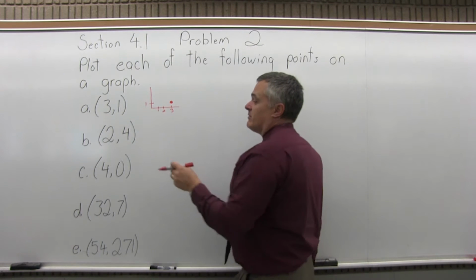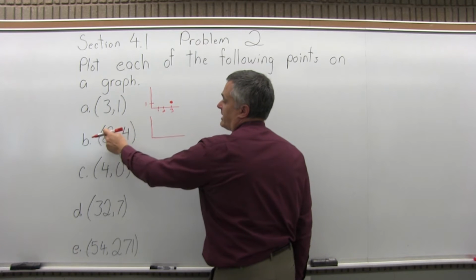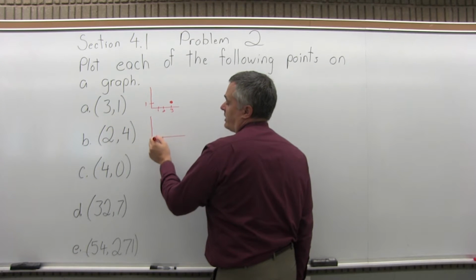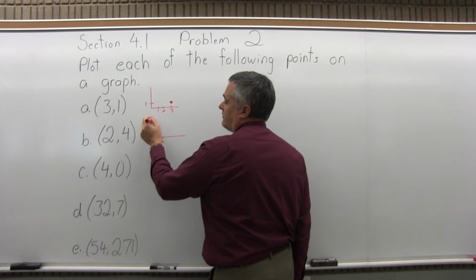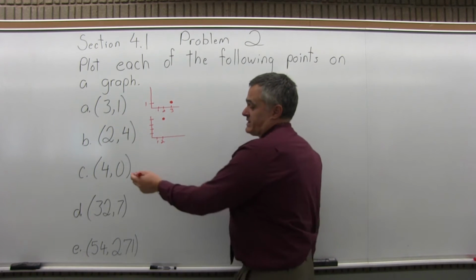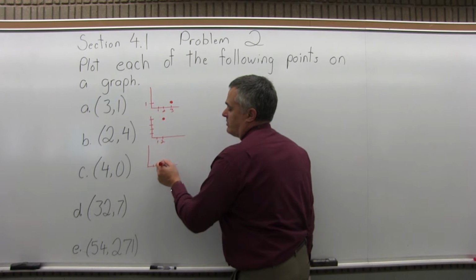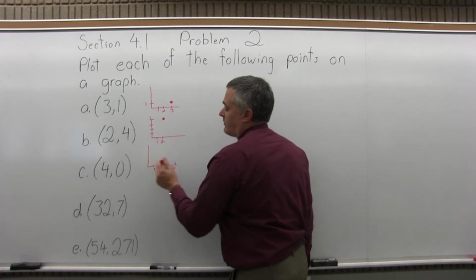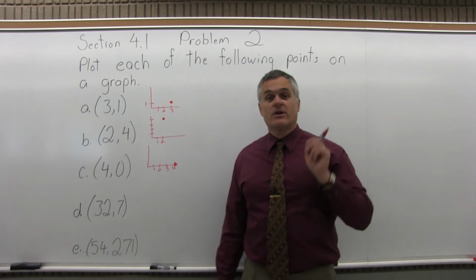And the next point, b, is 2, 4. So pretty similar. The x coordinate is 2, so go over 1, 2. And the y coordinate is 4, 1, 2, 3, 4. So over 2, up 4. The x is 2, the y is 4. Point C is 4, 0. 1, 2, 3, 4. So over 4 for the x, up 0 for the y, so it leaves it right on the x-axis.